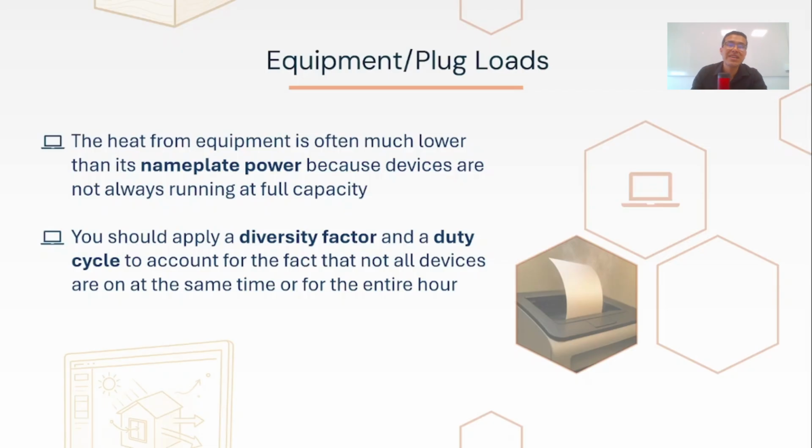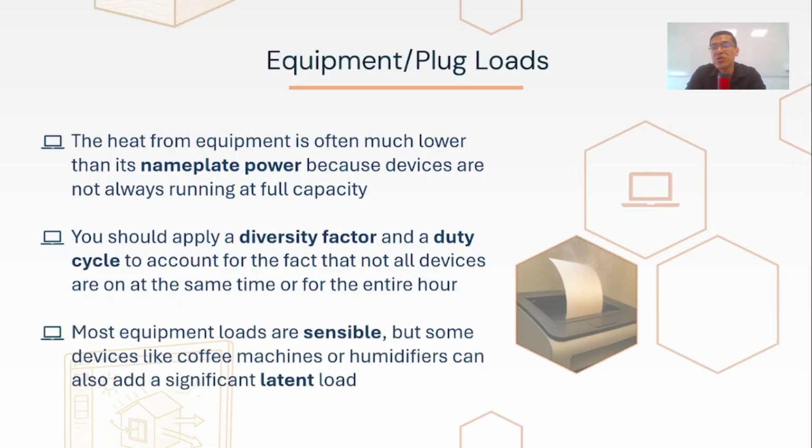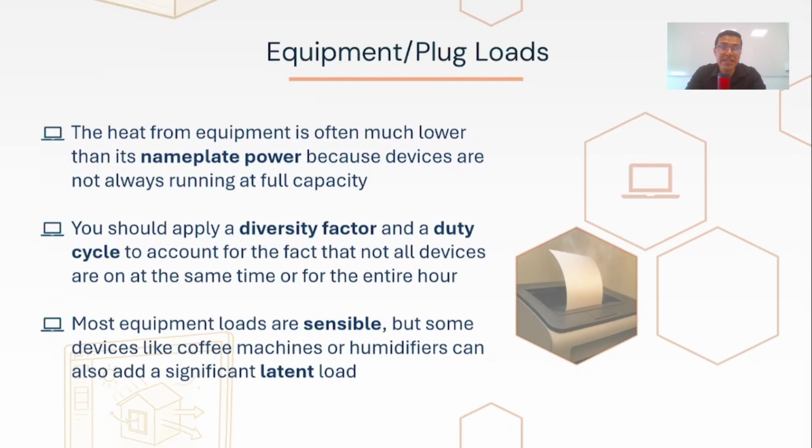By applying these factors, we can get a much more accurate estimate for sensible heat gain from the equipment. Most office equipment, like computers and monitors, produces only sensible heat. However, some devices are exceptions. Things like coffee makers, humidifiers, or steam sterilizers can produce a large amount of latent heat from boiling water or adding moisture into the air. It's important to identify these exceptions and account for their latent contributions to the load to ensure the humidification system is properly sized.